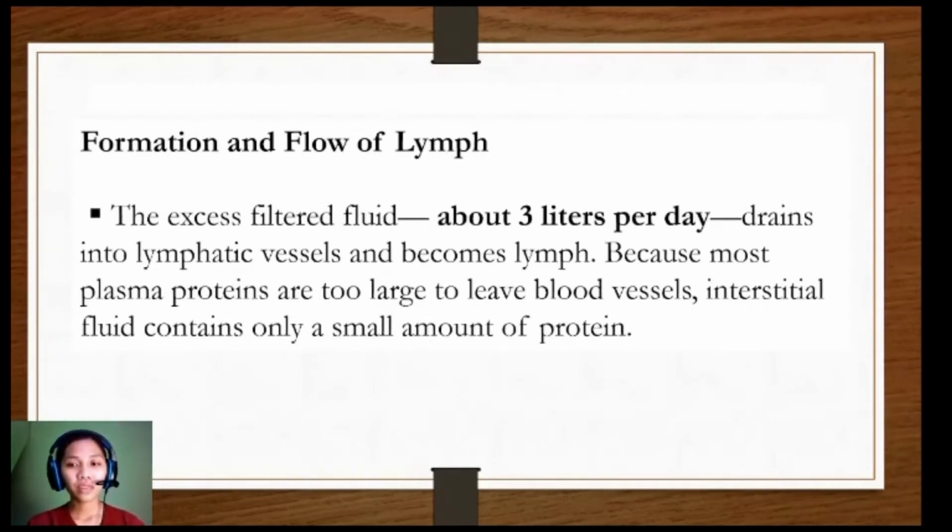Formation and flow of the lymph. The excess filtered fluid, about 3 liters per day, drains into lymphatic vessels and becomes lymph. Because most plasma proteins are too large to leave blood vessels, interstitial fluid contains only a small amount of protein.